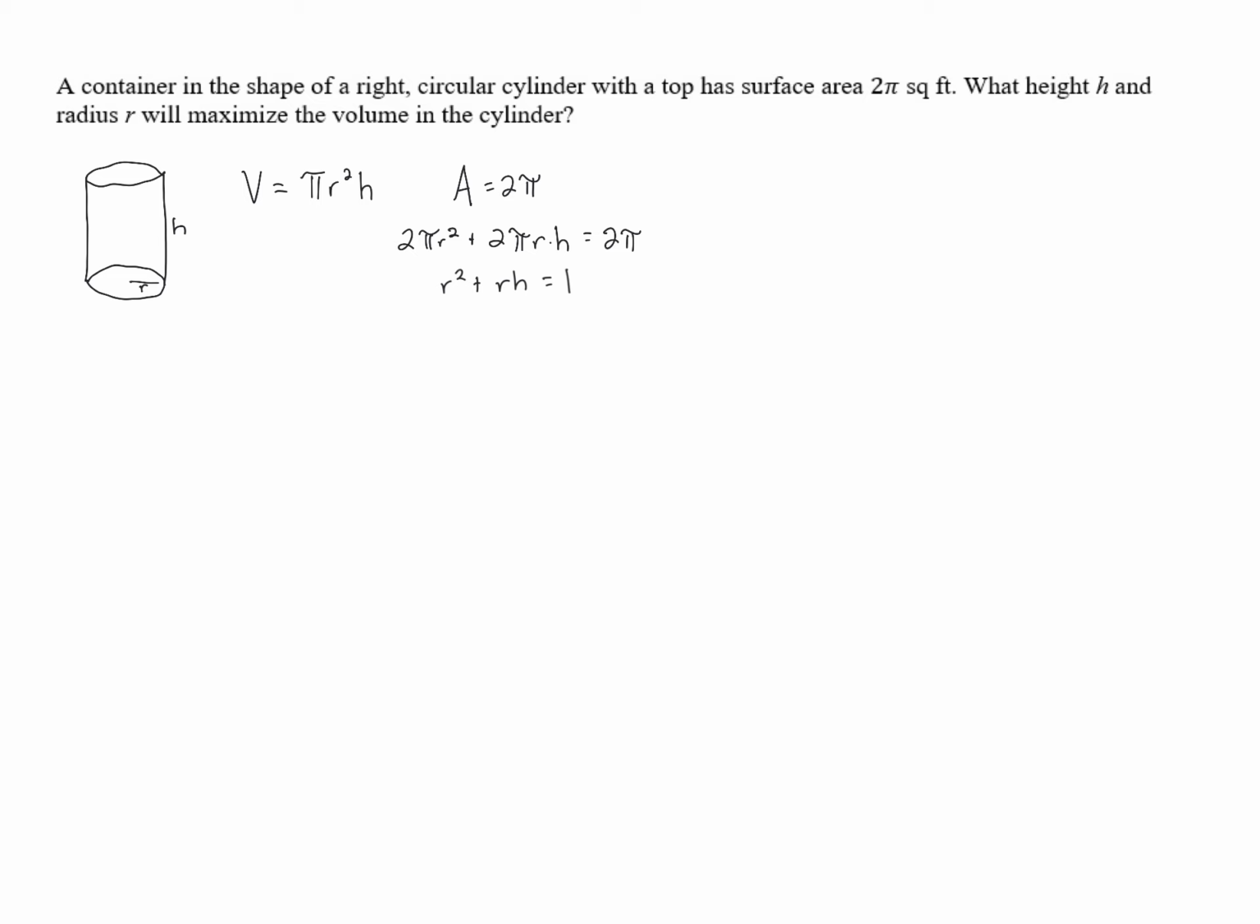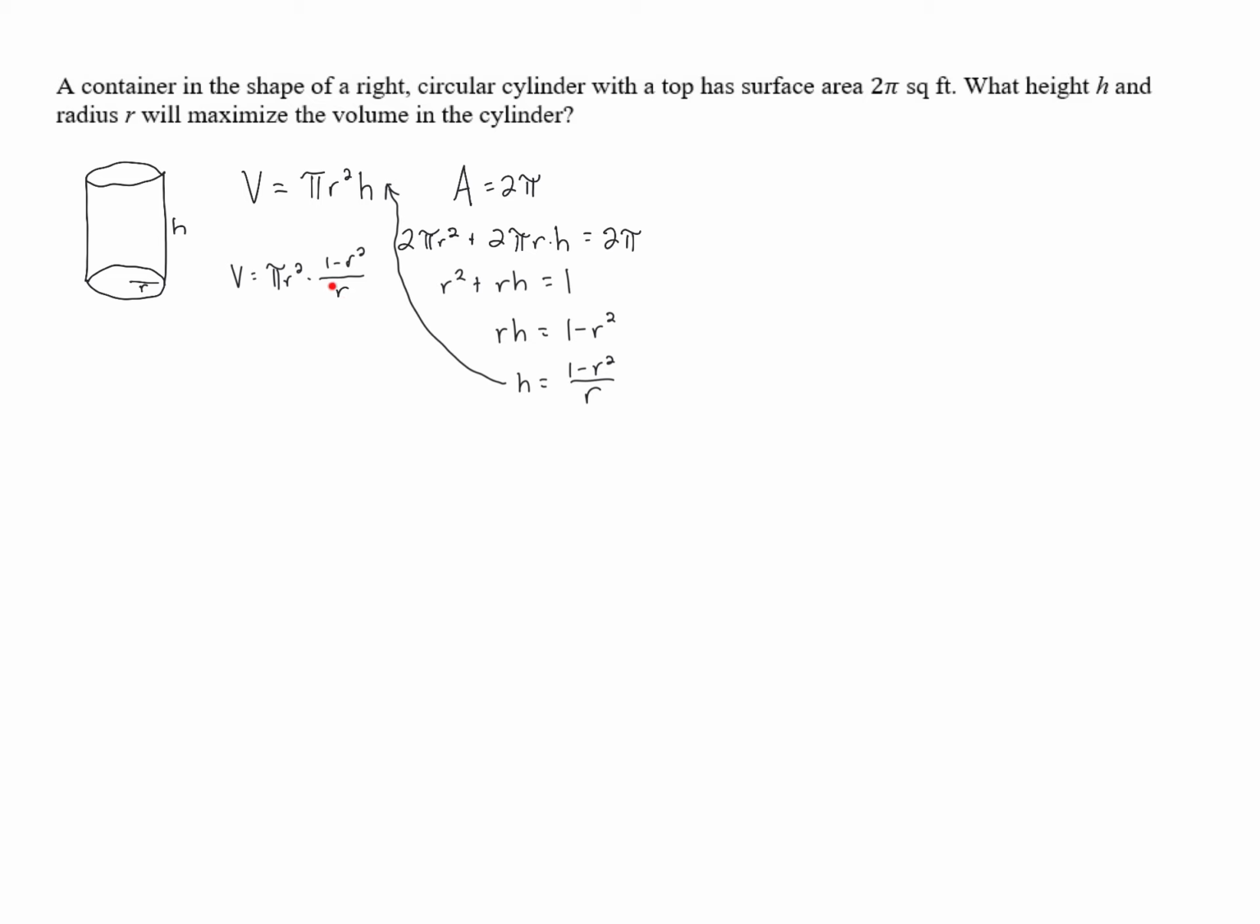And the easier variable to solve for here is h. So I'm going to subtract r squared from both sides, giving us rh equals 1 minus r squared. And then to get h alone, we divide by r. So that's going to be 1 minus r squared over r. And we can substitute that in for h in the volume so that we can write that only in terms of the radius. So that means we've got v equals pi r squared times the height, which we said was 1 minus r squared over r.